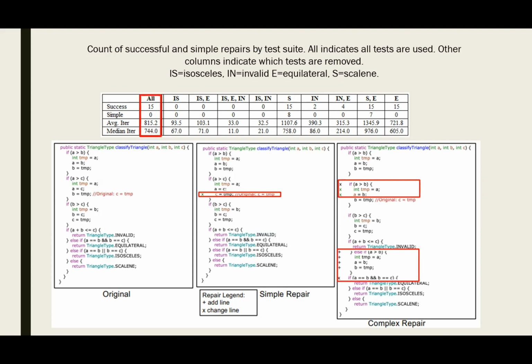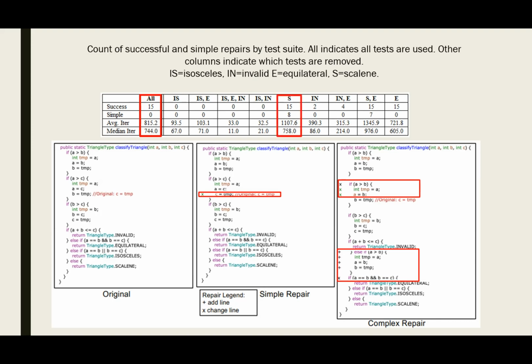And if we look at this further, if we look at the top, that column shows 4 rows: success, simple, and then there's some averages. So success means that over 15 runs, we were able to successfully find a repair. Simple means how many of those were in that simple category. And you can see when we ran all test cases, 0.